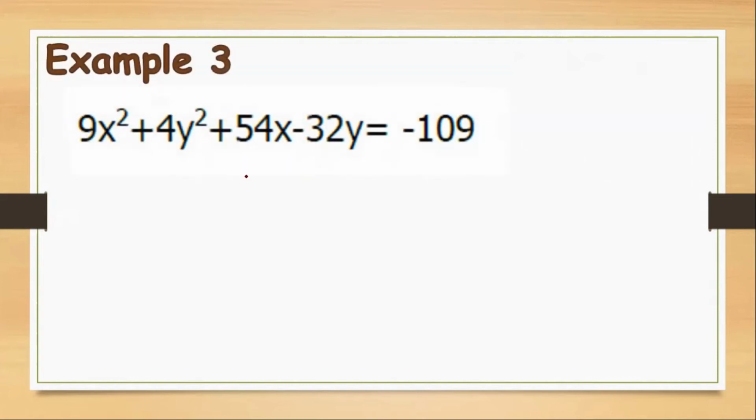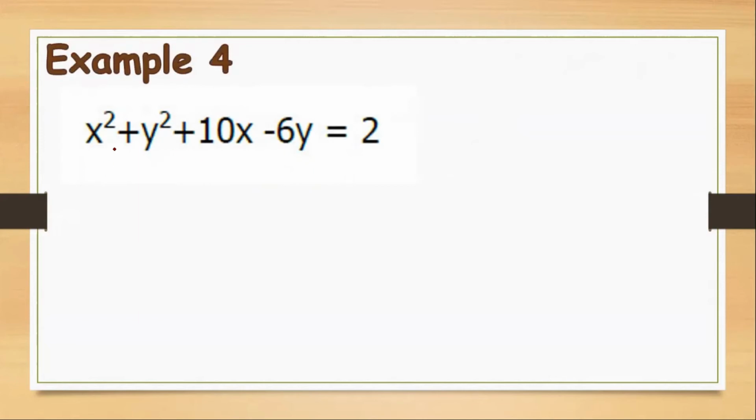Okay? For example 3, we have 9x squared plus 4y squared. Take note that this is your A and this is your B. They are unequal, but they have the same signs. Therefore, we can say that this is an ellipse. Okay? Let's have your example: x squared plus y squared. Take note that your A is equal to 1 and your B is also equal to 1. Since they have equal values for A and B, therefore we can say that this equation represents a circle.